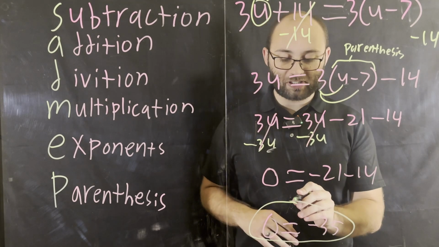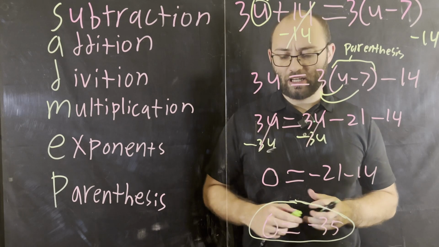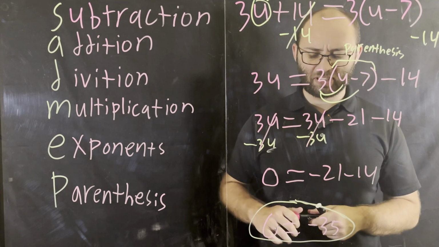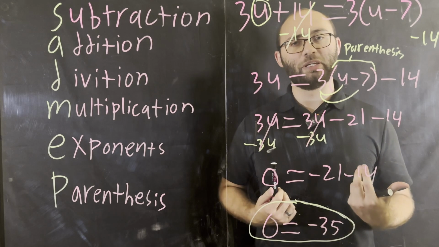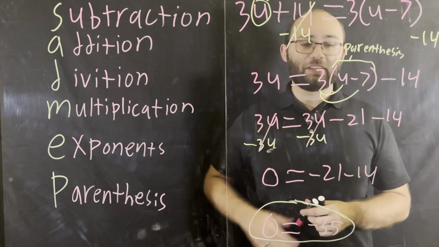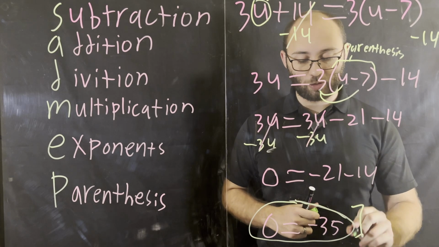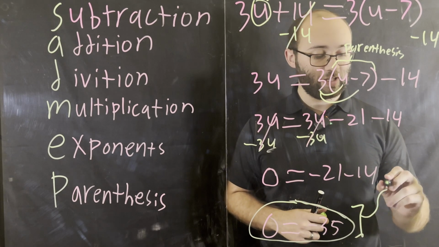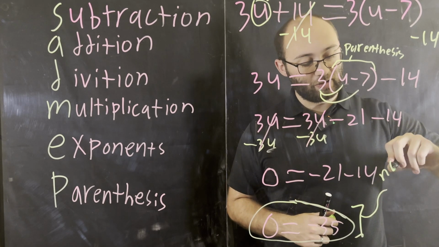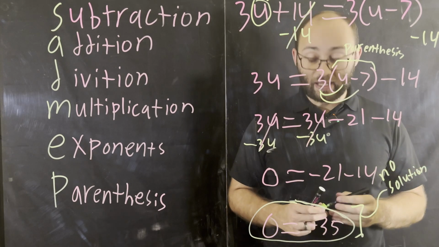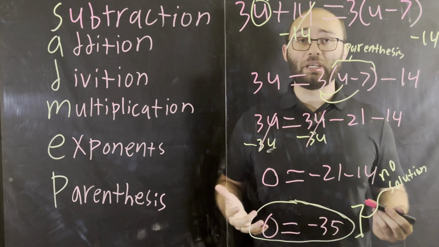Now I'm sure there might be some alarm bells going off in your heads looking at this answer. It's a bit strange, right? 0 is equal to negative 35. How can that possibly be true? And the answer is it's not true. That is not possible, right? How can 0 possibly equal negative 35? So our answer for this one is no solution. It is possible for there to not be an answer.